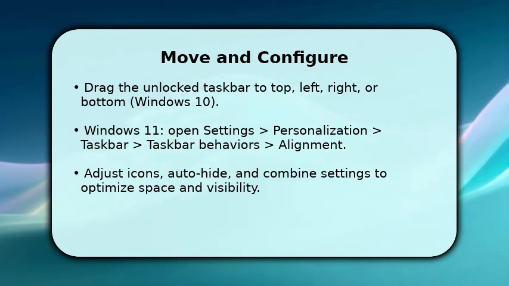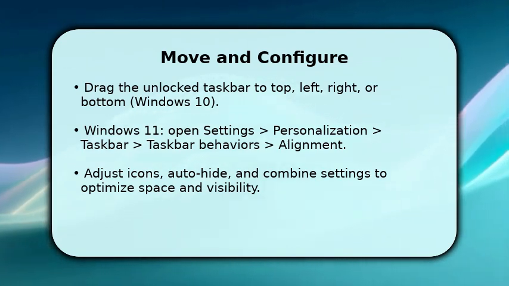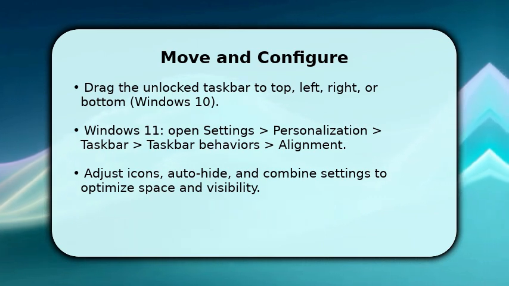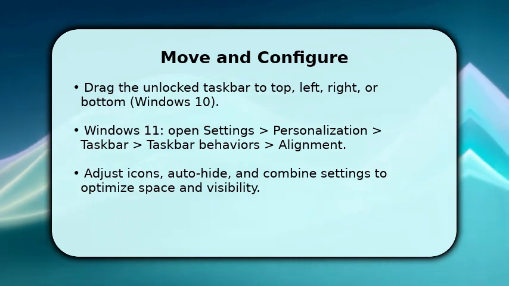On Windows 10, click and drag the unlocked taskbar to the top, left, right, or bottom edge. The system snaps it into place.